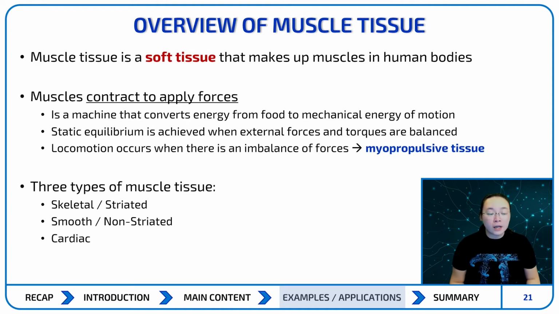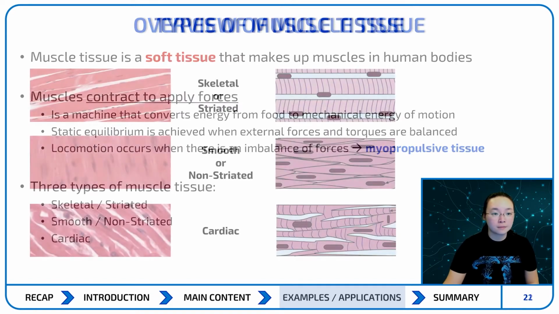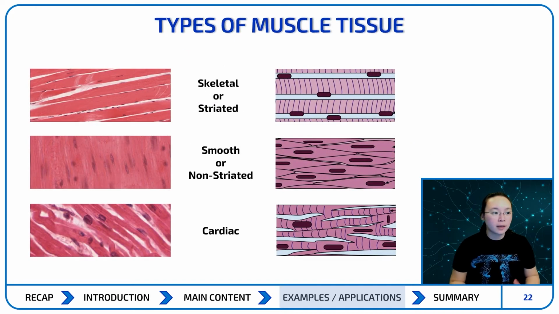Now, we have 3 types of muscle tissue. We're only focusing on skeletal muscle tissue, but it's still good to know the differences between all 3. You have skeletal, smooth, and cardiac. So at the very top, I have a picture of skeletal muscle tissue, which is striated. You can kind of see all the striations and all the strands that are in the real life image, as well as on the right, the cartoon image.